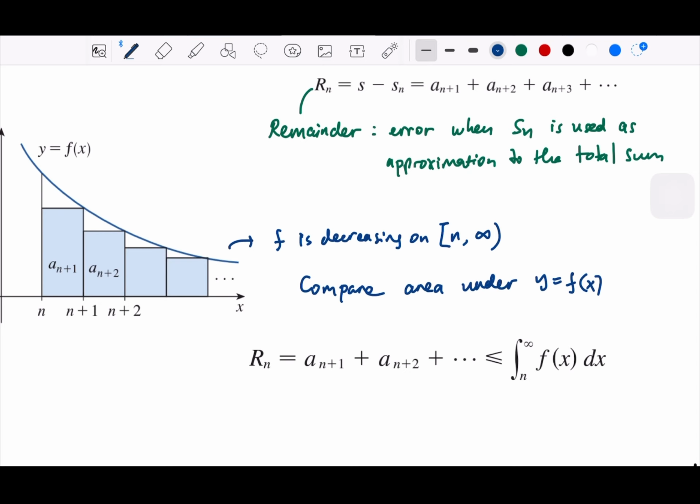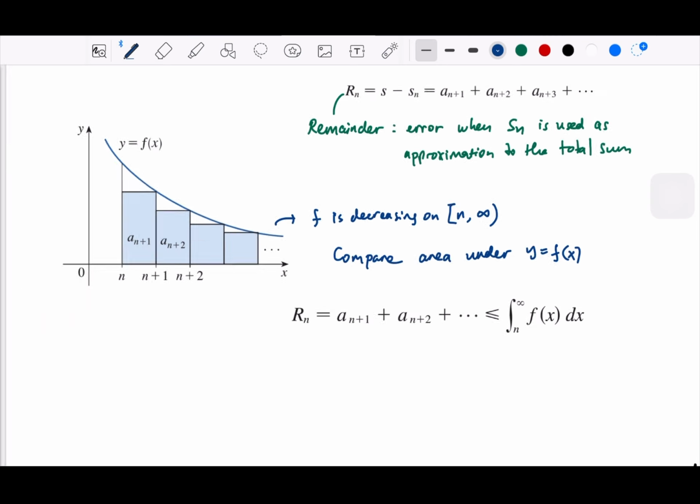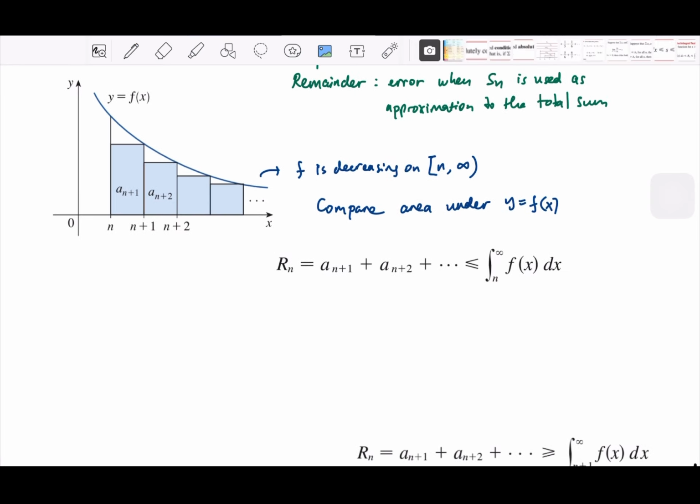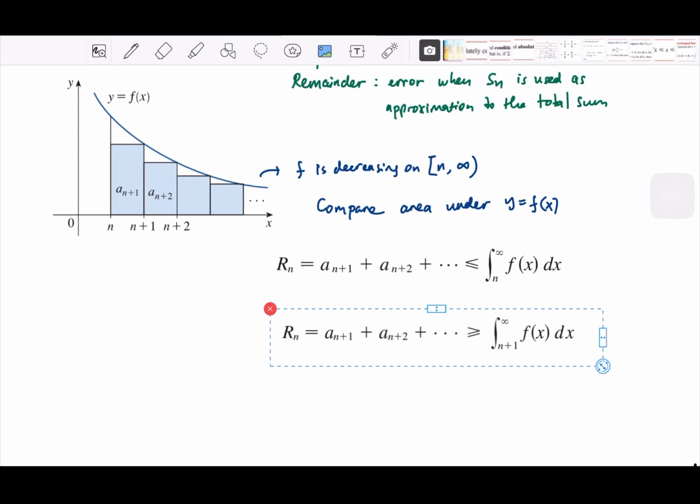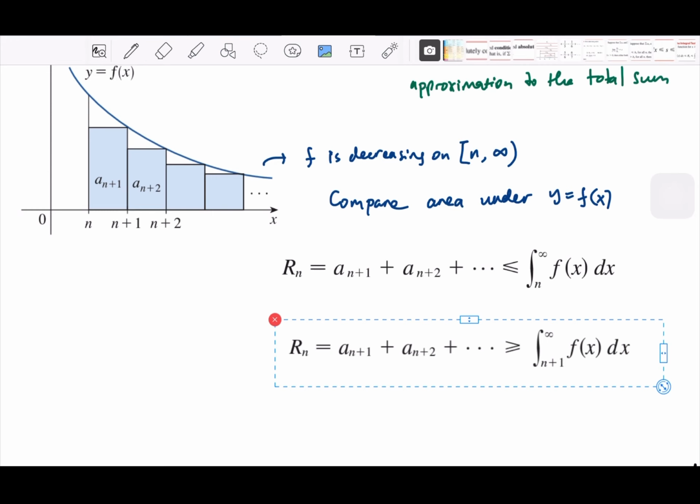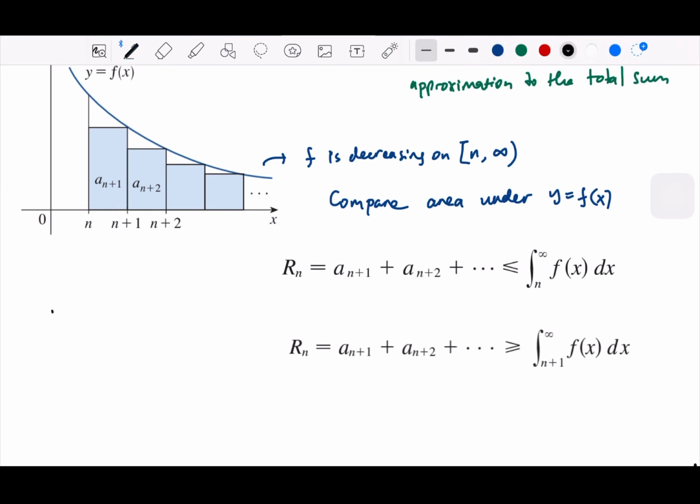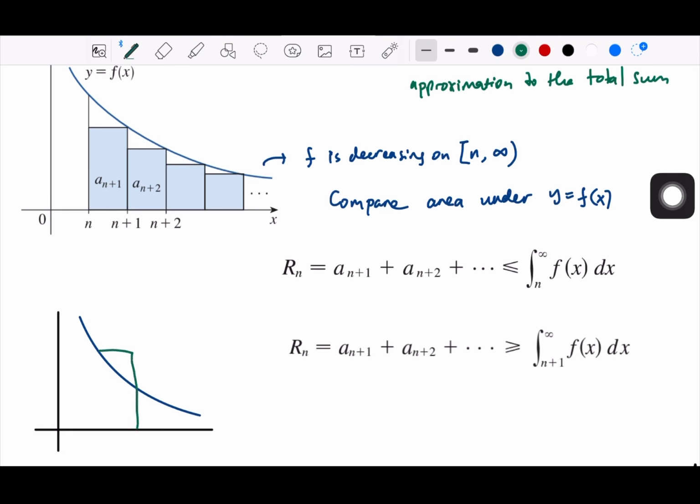And if the approximation overestimates, then it will be reversibly greater than the integral. Do I have the picture? I think I forgot to put it. So the second one is for the overestimate. Okay, just some illustrations.